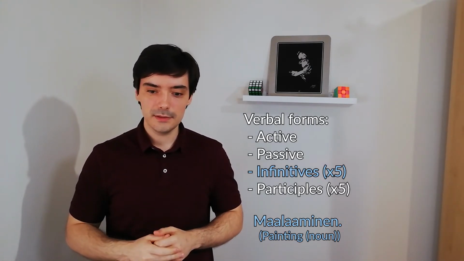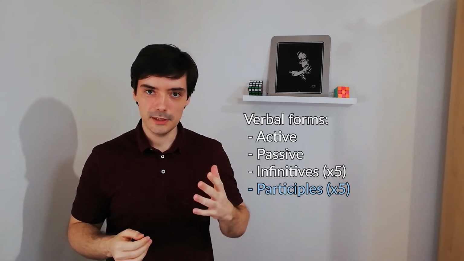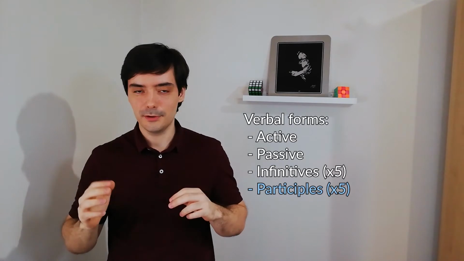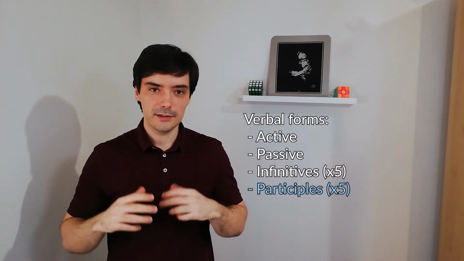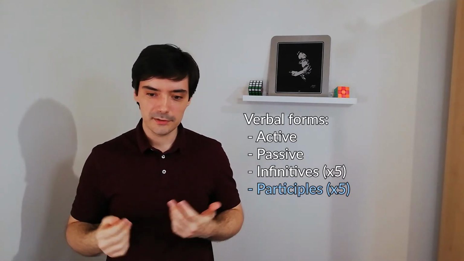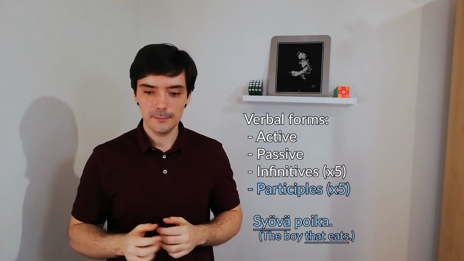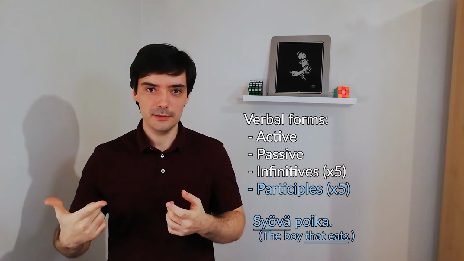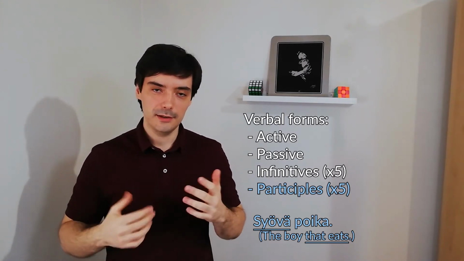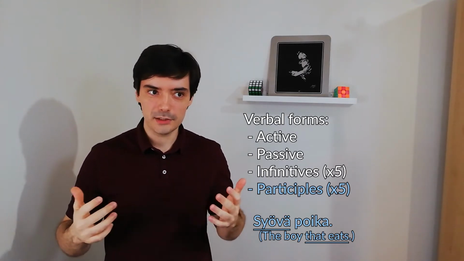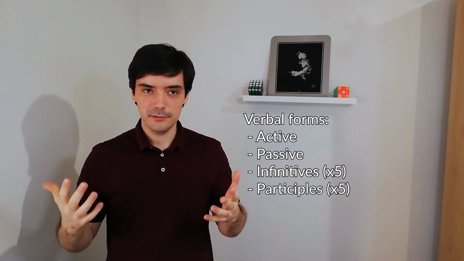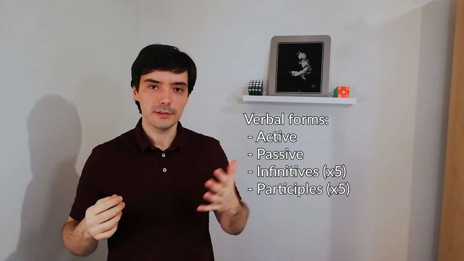And then there are participles. There are 5 of them in Finnish, and so if infinitives are like a nounification of the verbs, then participles are like an adjectification of the verb. An example of this could be syövä poika, the boy that eats. So you're referring to the boy as having this property that is eating right now, and that is a sort of adjectival form.